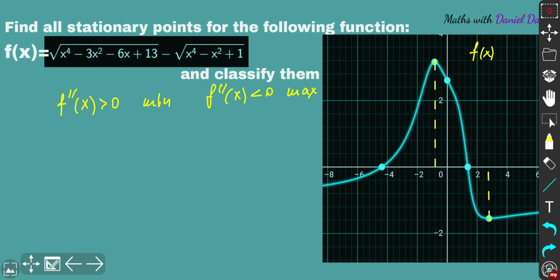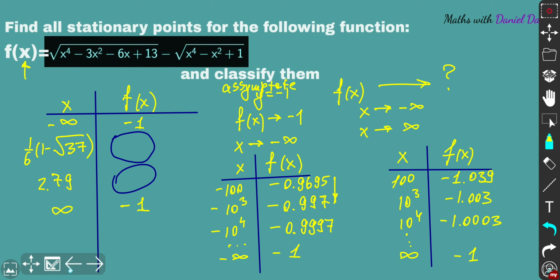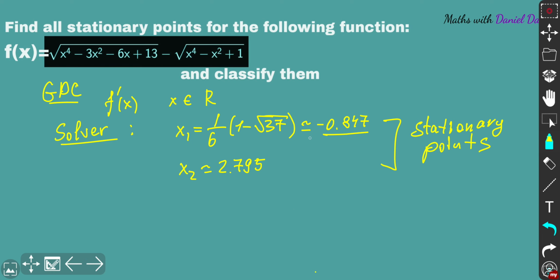So this is 2.79, and as we calculated, this is another value. So this is x2, and this is x1. This is the value negative 0.84, as we calculated before, right? We estimated that. Okay, so let's move there.